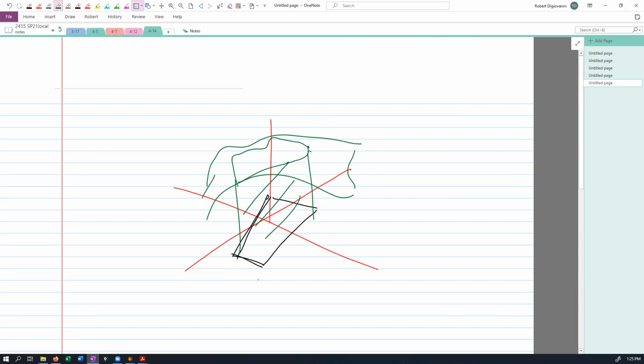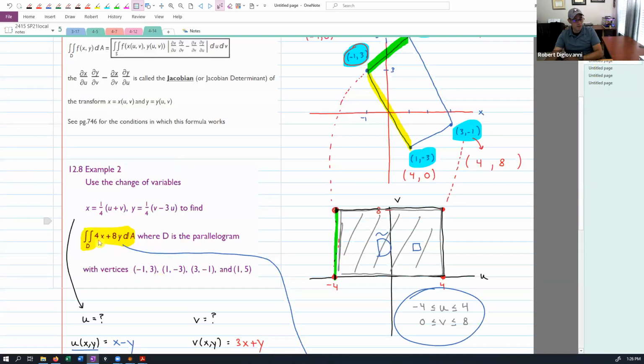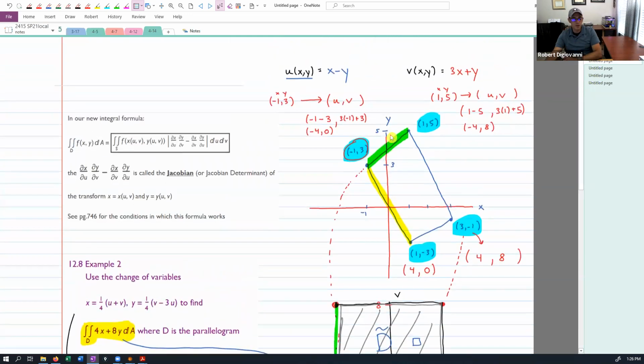My bad. For a second, I forgot we were doing volume. I just saw the square and thought area. Yeah, if the original problem would have been the double integral of 1 dA, not 4x plus 8y, but if it was just 1, then yes, we could have just found the area.